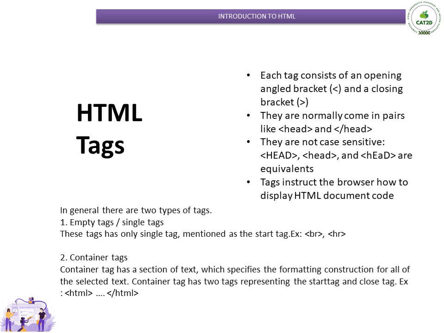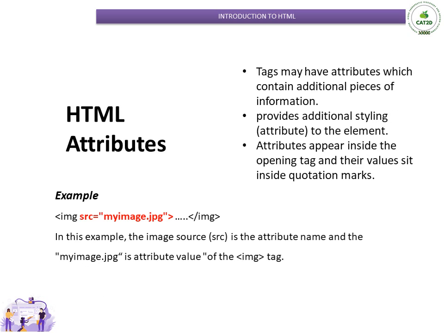And we have two types. We have the empty tags, that is the single tags. Then we have the container tags. Container tags have a section of text which specifies the formatting construction for all the selected text. So container tags have two tags representing the start tag and the close tag. Then what are HTML attributes?